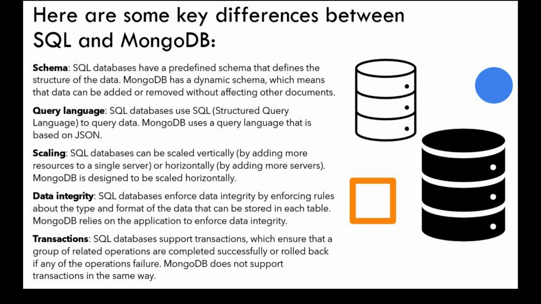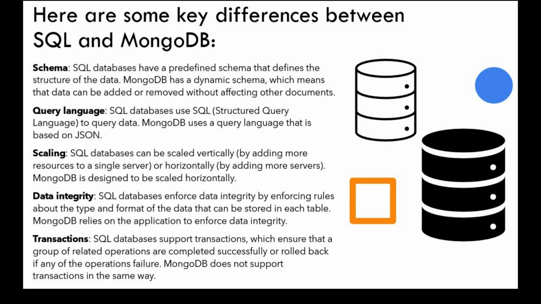Scaling: SQL databases can be scaled vertically, by adding more resources to a single server, or horizontally, by adding more servers. MongoDB is designed to be scaled horizontally. Data integrity: SQL databases enforce data integrity by enforcing rules about the type and format of the data that can be stored in each table. MongoDB relies on the application to enforce data integrity.